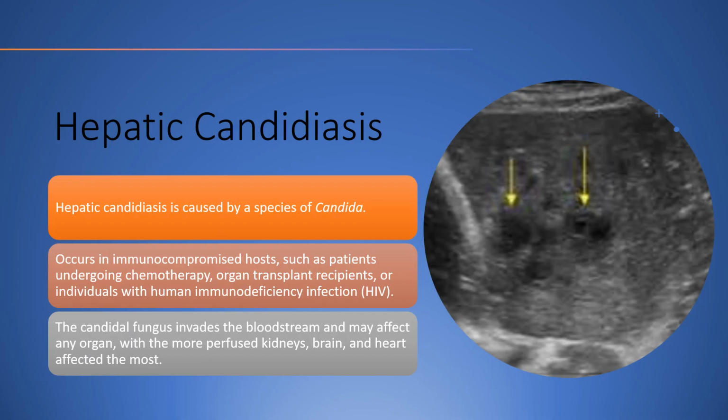All right, hepatic candidiasis is another focal liver disease, and it is caused by a species of candida. This one is going to occur in immunocompromised patients, so patients who have HIV or full-blown AIDS, organ transplant recipients, and also those undergoing chemotherapy. It's a fungus, and it invades the bloodstream and can affect any organ, but it likes the ones that have more perfusion or greater blood flow, so things like the kidneys, the brain, the heart, and the liver.